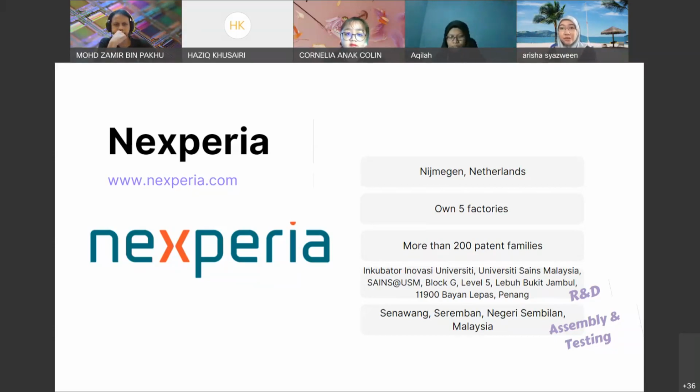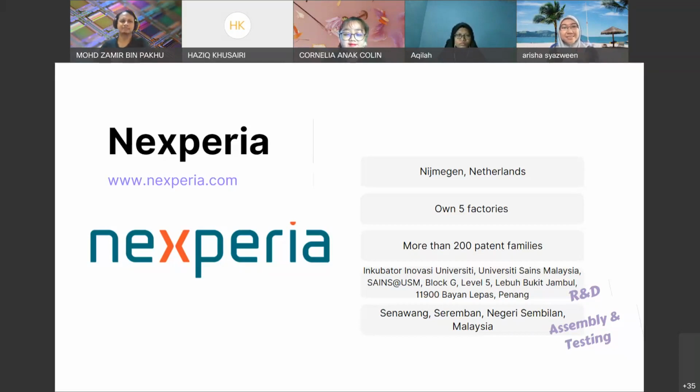There are five Nexperia manufacturing facilities, and these include their own wafer fabs in Hamburg, Germany, and Manchester, UK, and also the assembly centers in Guangdong, China, Seremban, Malaysia, and Cabuyao, Philippines. There are also R&D centers located in Nijmegen, Netherlands, in Hong Kong, and also Penang, Malaysia. I put the address, I think in USM, so I think it's near us.